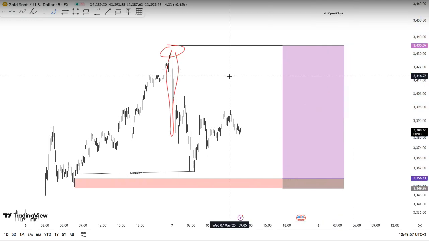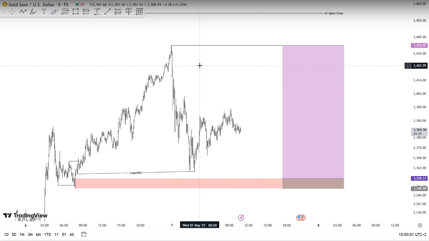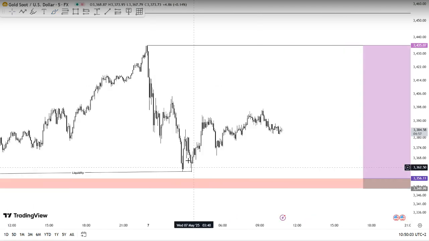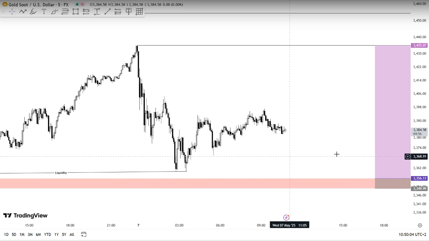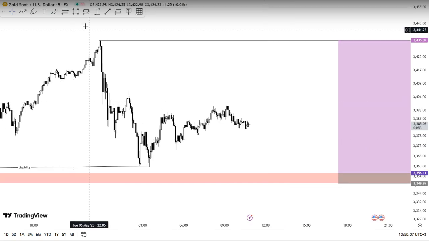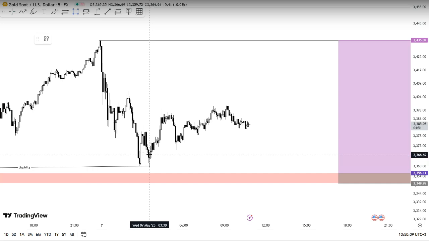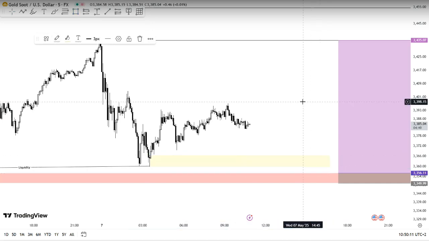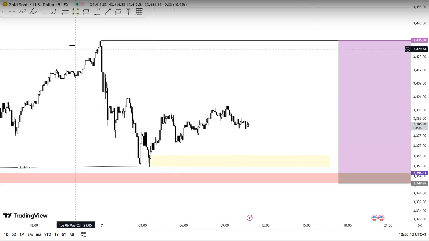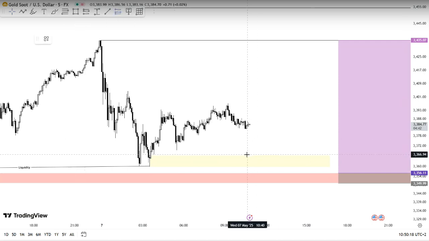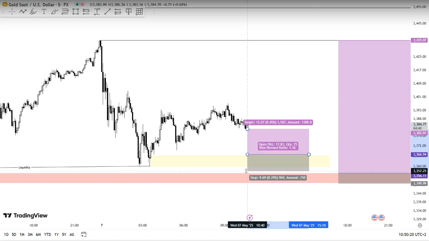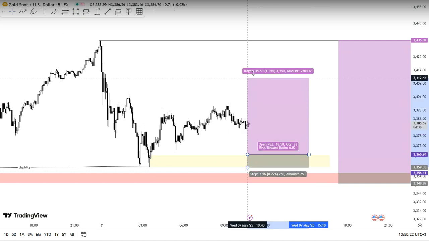Or what we can see right now, remember this area that I was referring to, we could maybe see price coming back to this area, right? Because there is liquidity right here, coming back to this area, giving us a buy into that area.